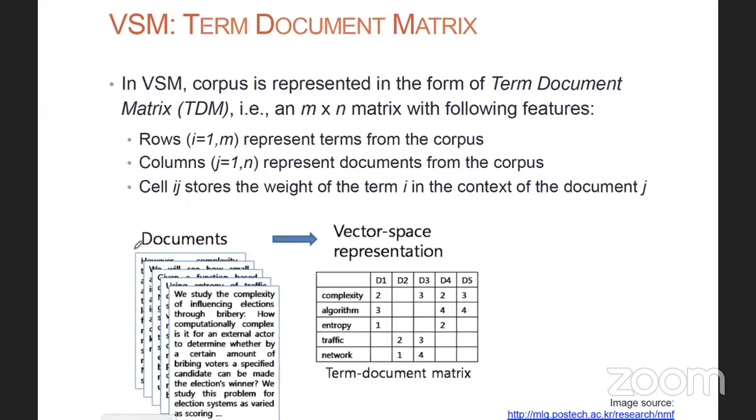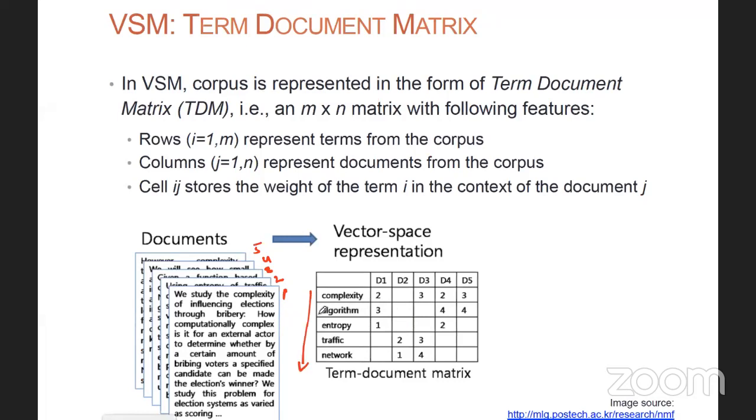So for example, we have 5 documents: document 1, document 2, 3, 4, and 5. So here, the other way around. On the columns we have mentioned the documents, document 1, 2, 3, 4, 5. What I would do is take the unique terms from all of these 5 documents, and I'll mention them on these rows.